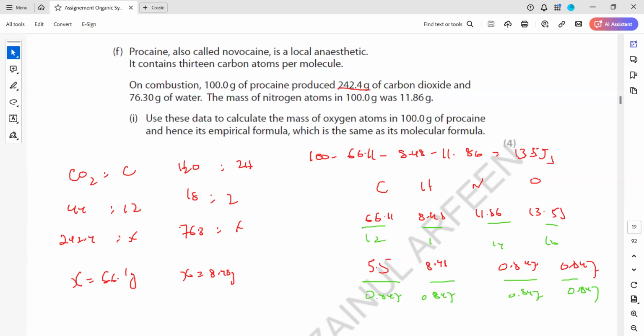So 5.5 divided by 0.847 is 6.49, so 6.5 will be there. This is 10. This one is 1. This one is 1. We have values 6.5, 10, 1, 1, so what we do, we multiply all of them by 2. So this will be 13 carbon, 20 hydrogen, 2 nitrogen, 2 oxygen. So C13H20N2O2. This will be the empirical or molecular formula of this compound.